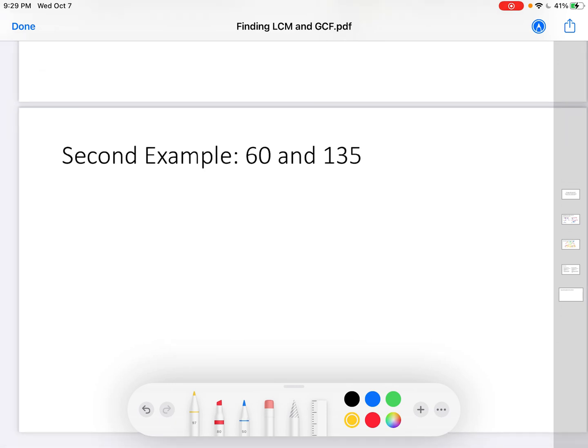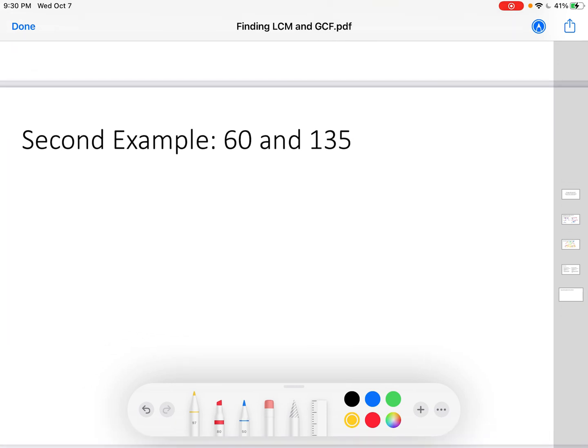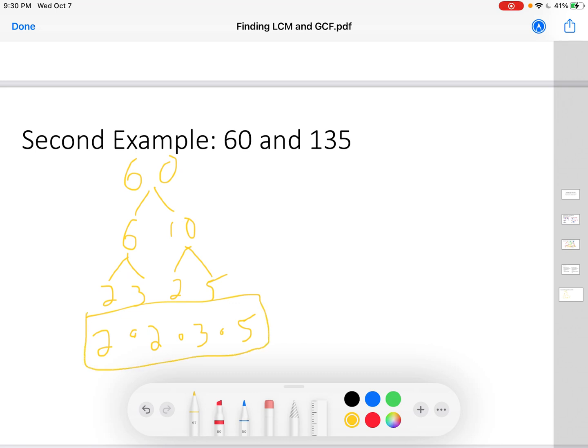All right, so here's our second example. Our numbers are 60 and 135. I will find the prime factorization. 60 is 6 times 10. 6 is 2 times 3. 10 is 2 times 5. This would be 2 times 2 times 3 times 5. There's its prime factorization.